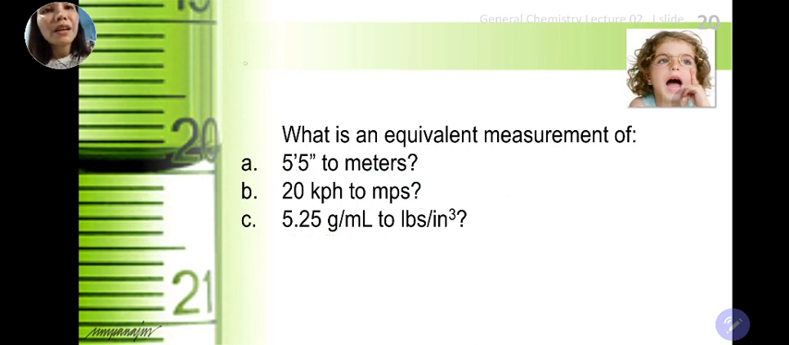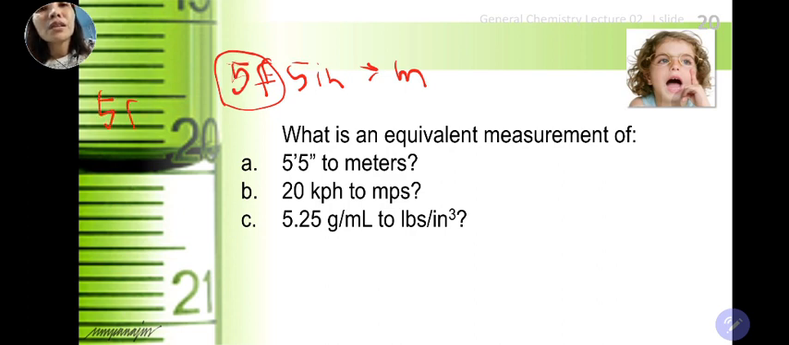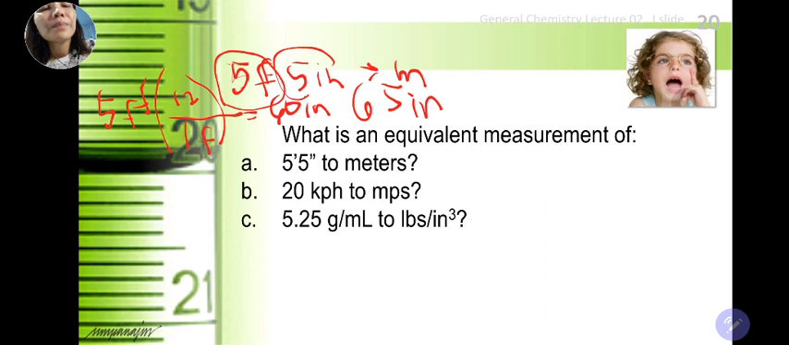So, first is 5 foot, 5 inches, convert to meters. So, first muna, yung 5 foot natin, convert natin to inches para pareho siya. So, 5 foot, conversion factor is 1 foot equal to 12 inches. We have 60 inches. So, plus 5, we have 65 inches. So, yung 65 inches natin, convert naman natin to meters.